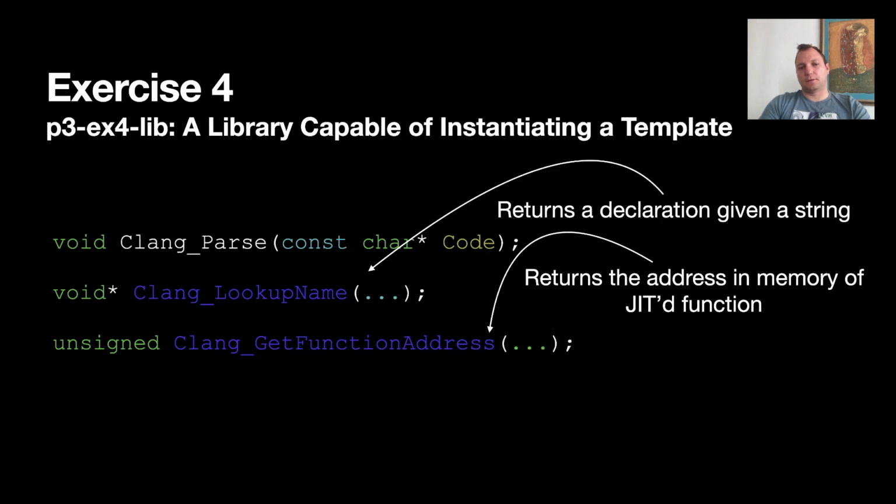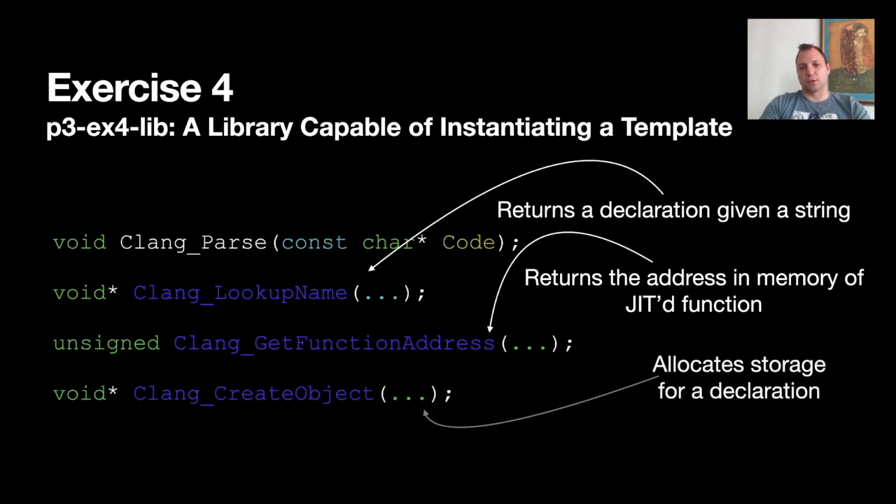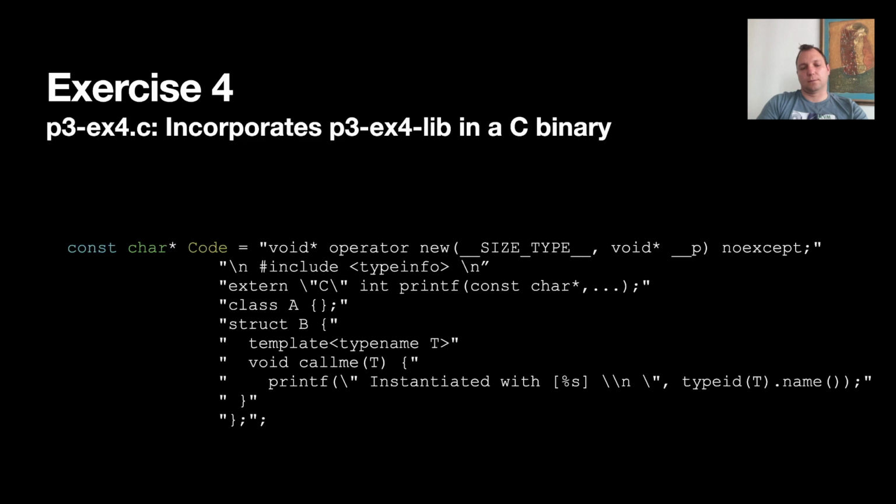We have a get function address, which takes a string or a decl and gives us a location where we can call this function. We have a create object, which is a little bit difficult to explain, but the point is that it takes a decl, like a declaration, and programmatically allocates storage for it. This is the equivalent of calling new and then some name. And of course, we have a Clang instantiate template, which takes a bunch of arguments and a decl.